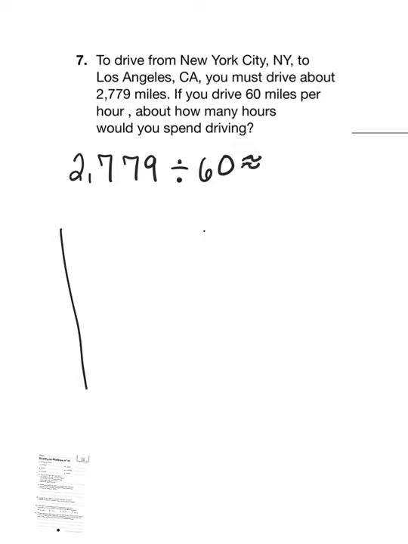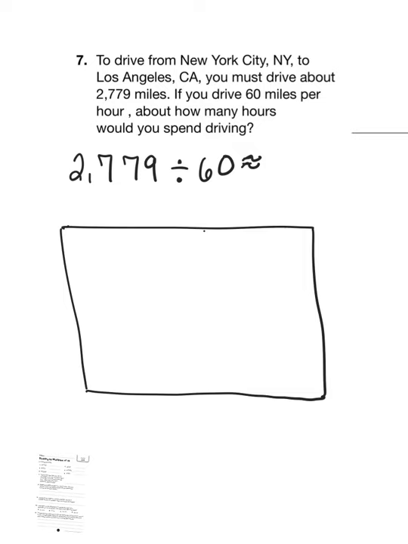I think for this problem, an area model can also help us because we can use our big rectangle to represent the mileage that we're going. And then the 60 miles per hour will help us multiply up to get to our dividend, 2,779.